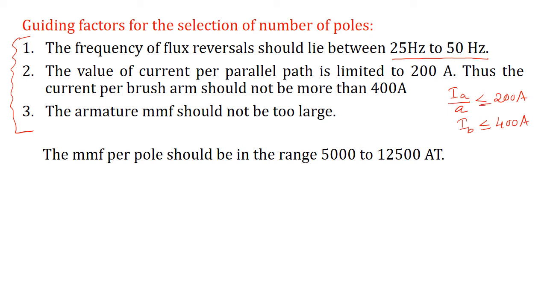And the third point, the armature MMF should not be too large. Armature MMF means ATa. ATa is equal to Z Iz by 2P. It should not be too large, and the range is 5000 to 12,500 ampere turns. Thank you.